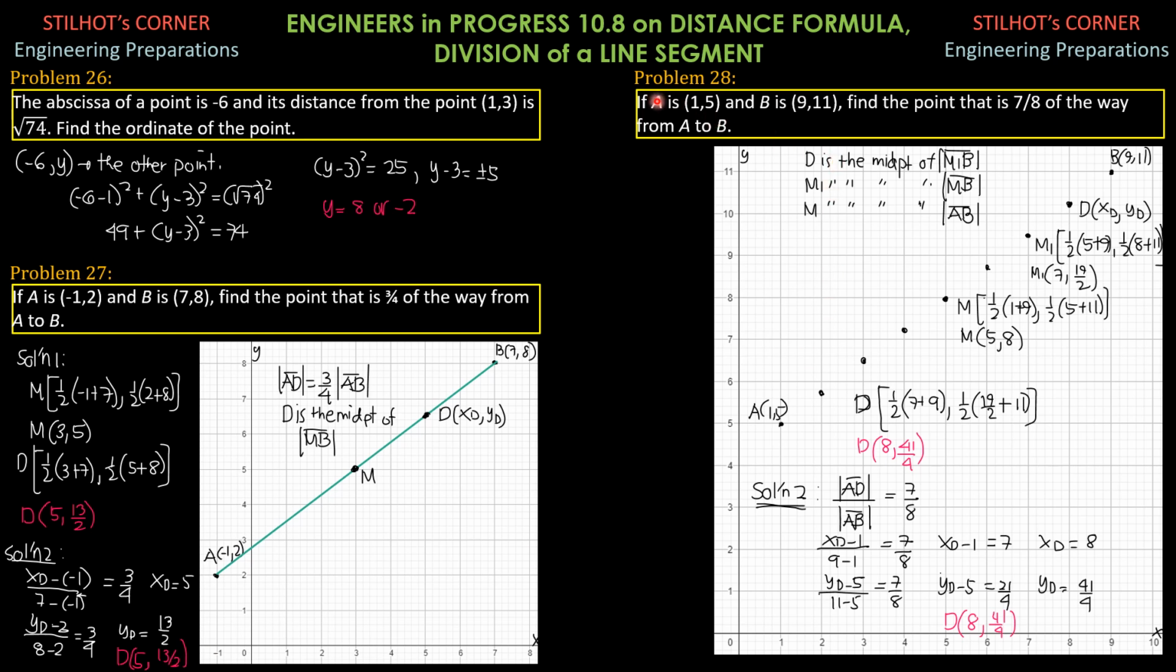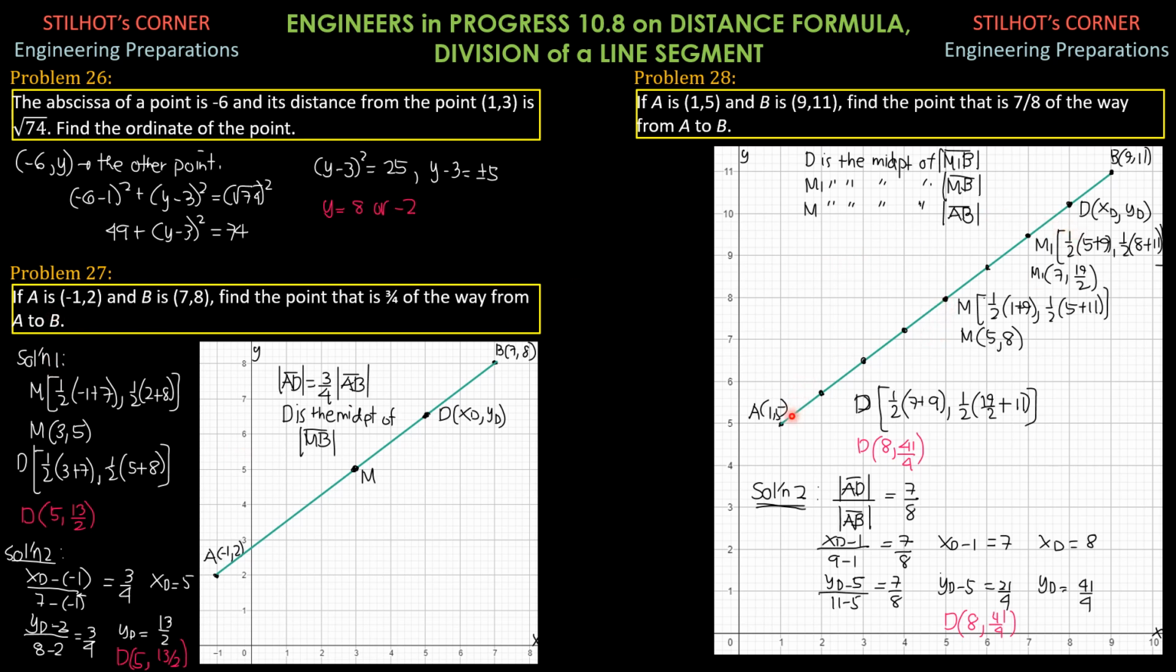Then finally, problem 28. If A is at (1, 5) and B is at (9, 11), find a point that is 7/8 of the way from A to B. So let's have two solutions to be presented, just like problem 27.